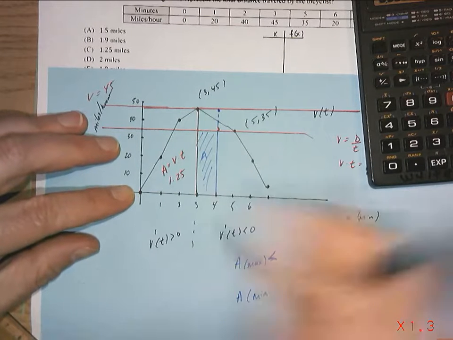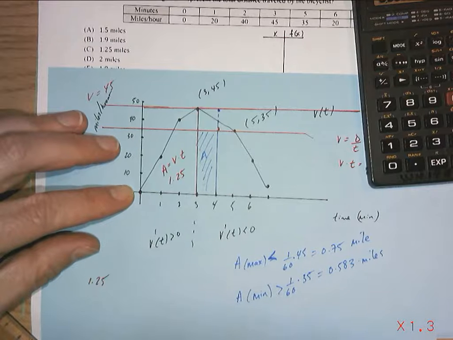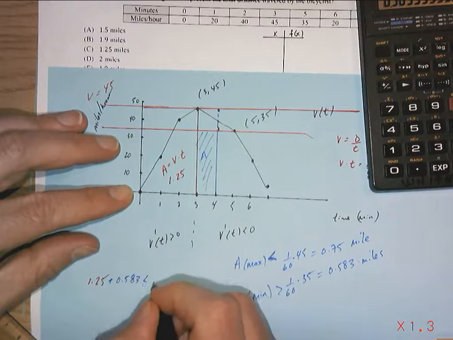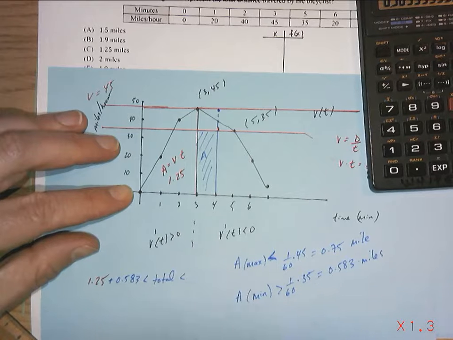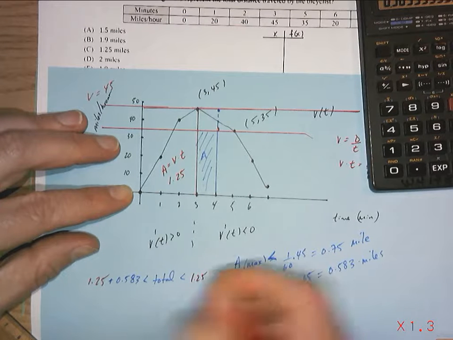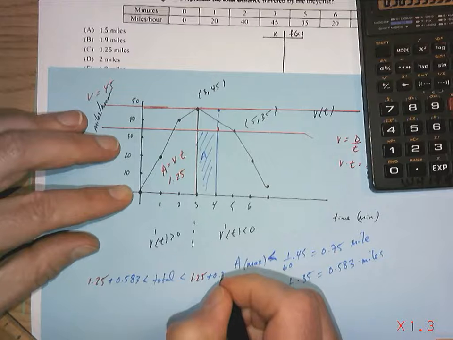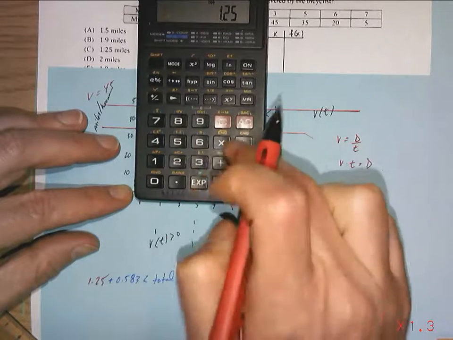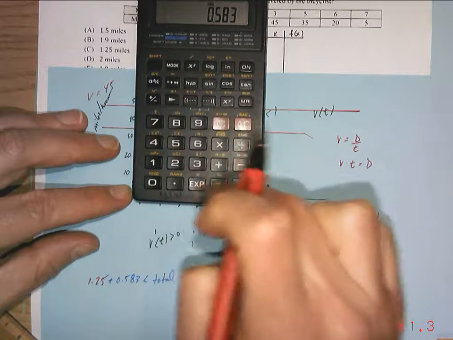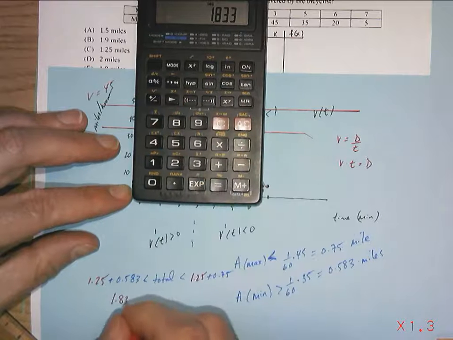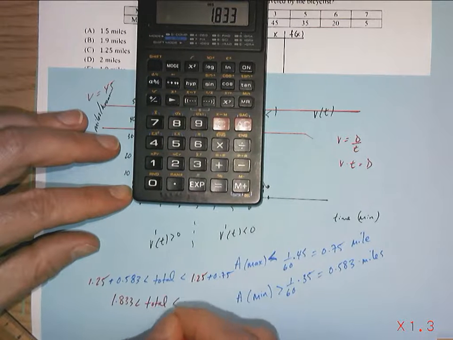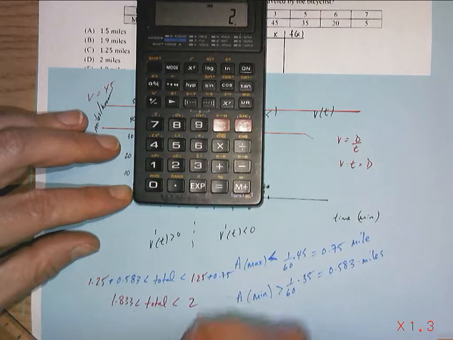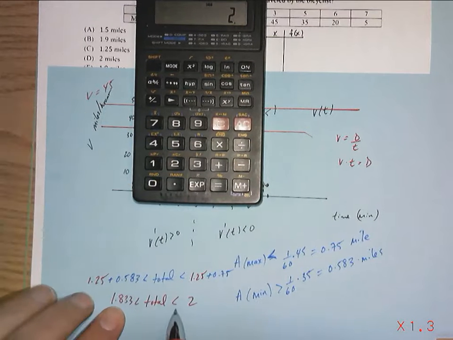So that means that the total distance from 0 to 4 is going to have to be between, remember, we are at 1.25, so you already have the 1.25. I could add 0.583 to 1.25. I would have to add the 0.75, which has to be in between here. So we're looking at 1.25 plus 0.583, and it's going to give us 1.833. And it's got to be less than 2. So it has to be between 1.833 and 2.